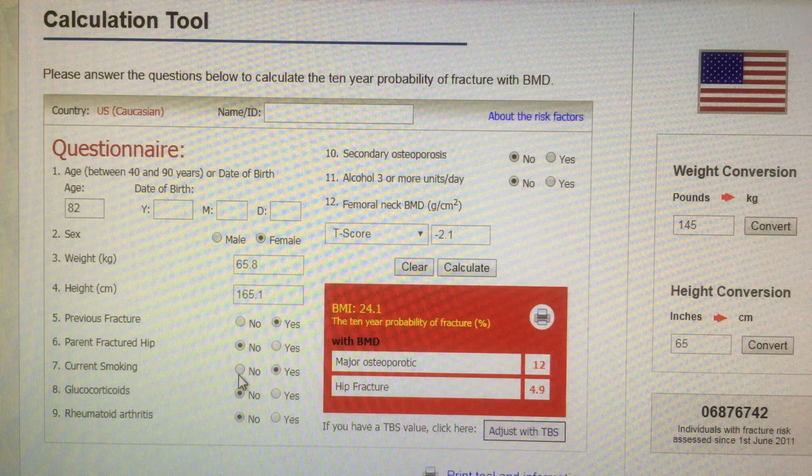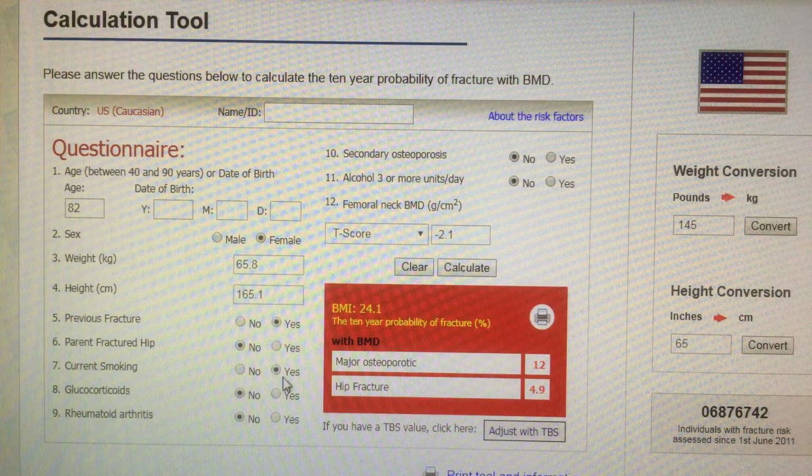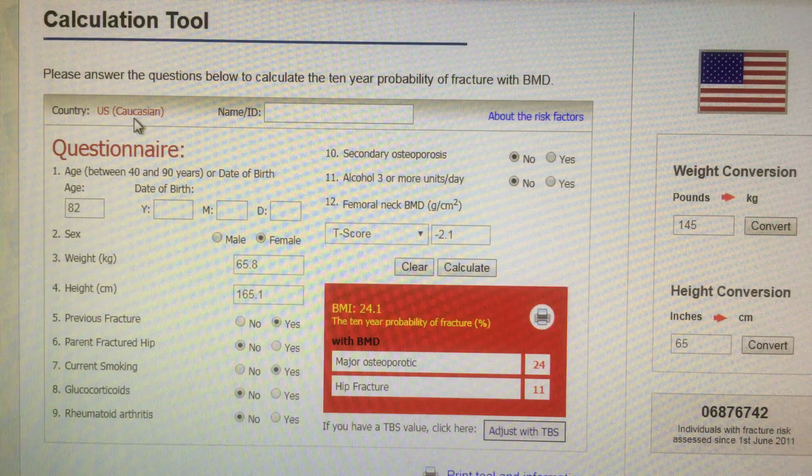In this particular case, we have a patient who has a previous hip fracture and is a current smoker. T-score has been entered, and when I calculate, this is what we get. So previously I had US Black. Now I have US Caucasian, and you'll notice how the numbers changed. These numbers are critical.